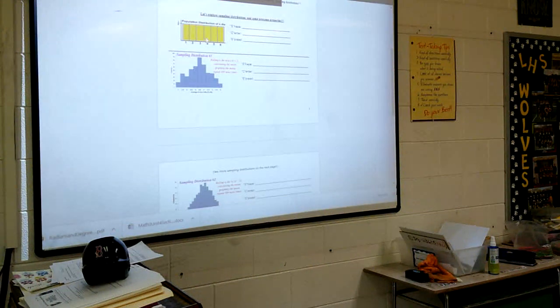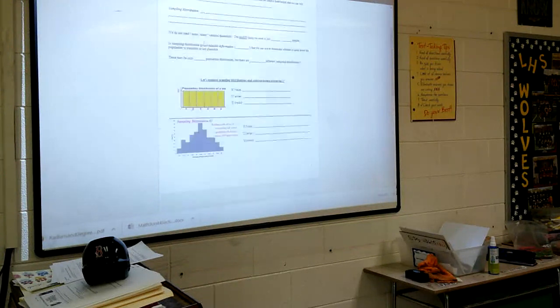When we talk about the center, it's right here between 3 and 4. So you could even say like 3.5. And then we talked about the spread. It goes all the way from 1 to 6 is the spread.